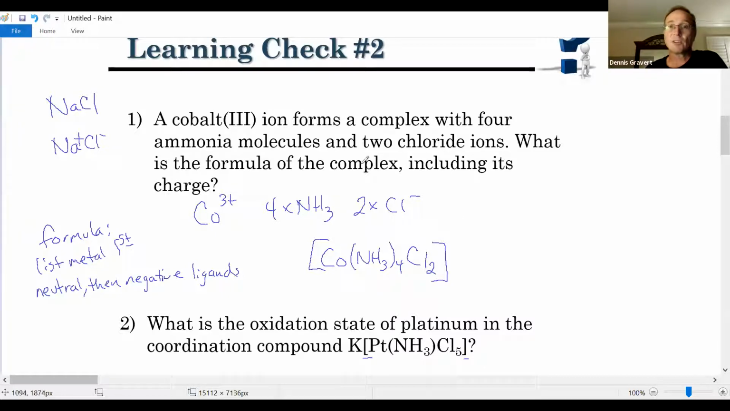And then it says include its charge. It really means the overall charge. So what's the total charge on this thing? Well, the cobalt's a +3. Each chlorine is a -1. So we've got a +3 and a -2 here. That gives you a net +1 charge. So the whole thing is covalently bound together, but some of these groups come in with charge, and for the net charge, just add up your charges. Put it outside the bracket, and you're done.